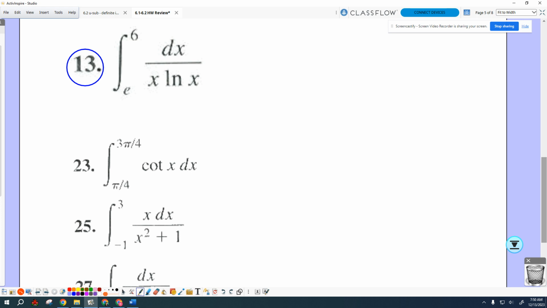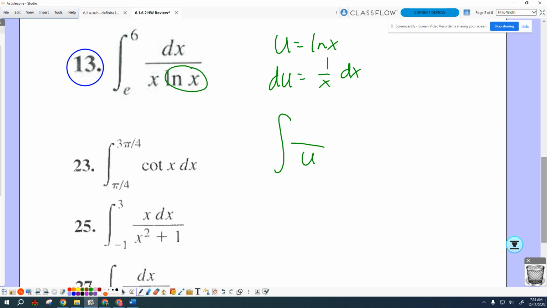Does anybody see what the u value should be? Sasha? ln(x). And why did you pick that? Because the derivative of ln(x) is 1 over x, which is the other thing involved. And it's hard to see because they're both in the denominator. Okay. ln(x) becomes u, but dx over x, which is all that's left, becomes du. I need to trade the bounds.